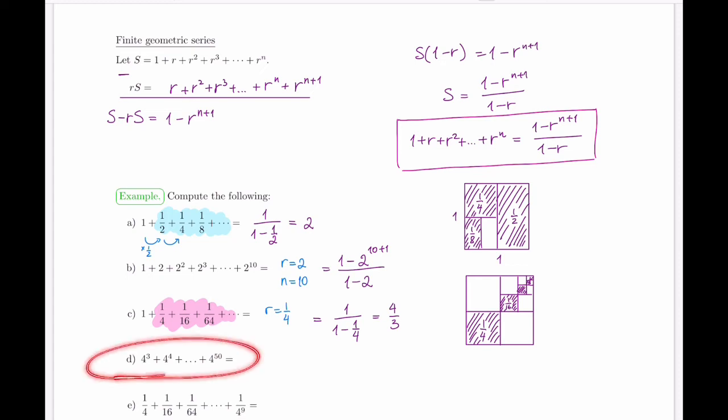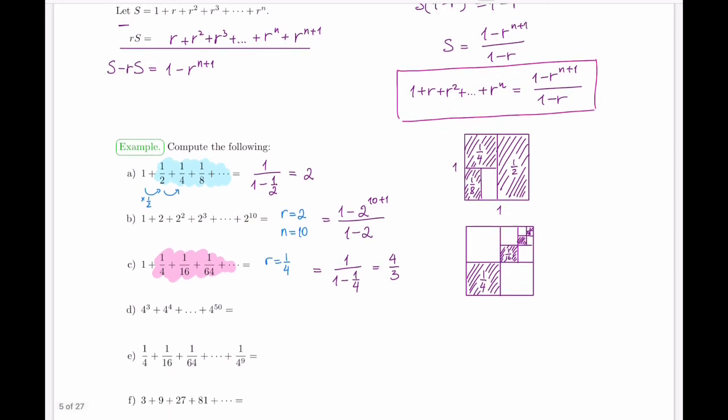Okay, let's take a look at this next one. 4/3, 4 to power 3, 4 to power 4, all the way up to 4 to power 50. So I have an nth term, which means I am in the finite sum case, but now I'm not starting with 1. I'm starting at 4 cubed, kind of like in the middle of this summation over here. There are 2 different ways to approach this, and it is completely up to you which one you prefer. I will show you both methods.